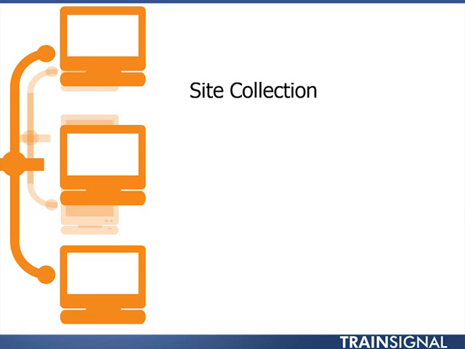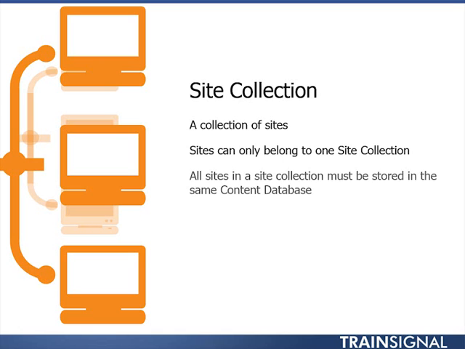Now remember that a site collection is quite simply a collection of sites. In fact, each site collection can have a staggering 250,000 sites that belong to it. Of course, you have to have all of the servers and resources you need to support that many sites, but that's how many are officially supported by the software. Sites can only belong to one site collection, and all the sites in that site collection must be stored in the same content database.